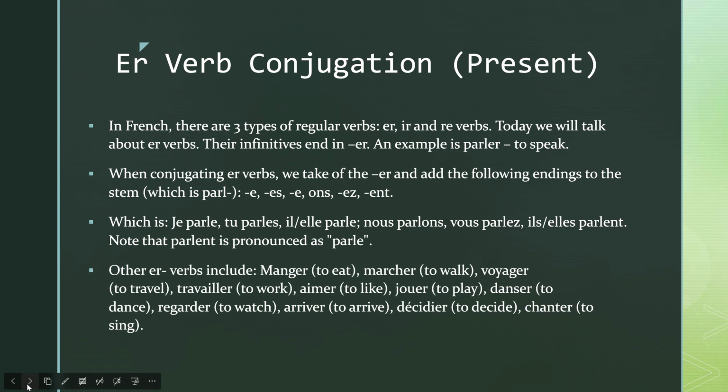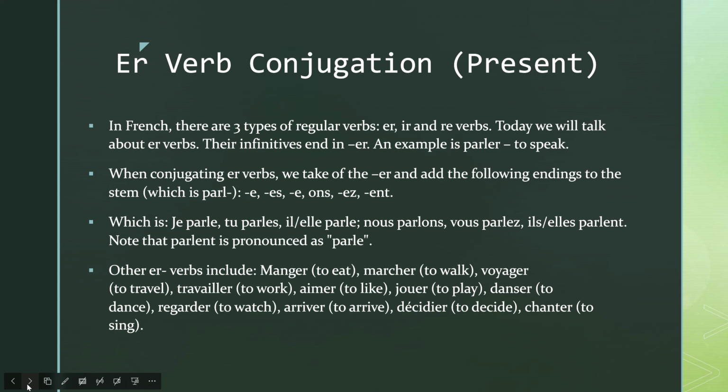ER verbs are actually very common, and other ER verbs include manger, to eat, marcher, to walk, voyager, to travel, travailler, which seems like it means to travel. It doesn't, it means to work. Aimer, which means to like. Jouer, which means to play. Danser, which means to dance, obviously. Regarder, which means to watch. Arriver, obviously, means to arrive. Décider, which means to decide, obviously. And chanter means to sing.